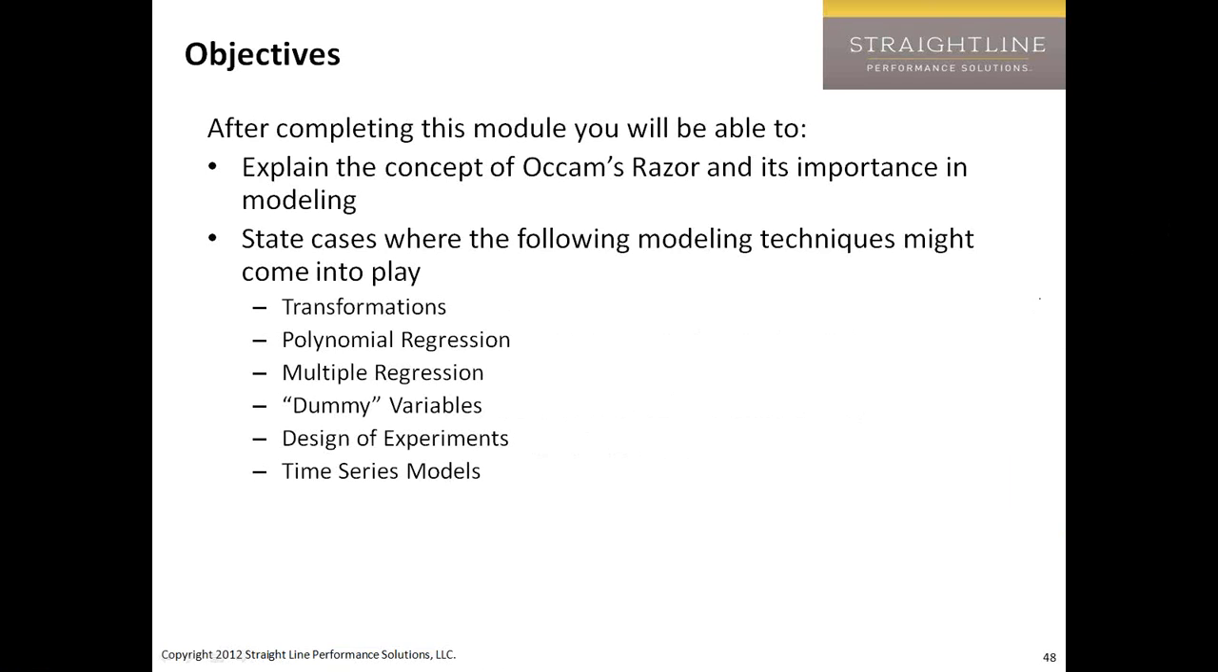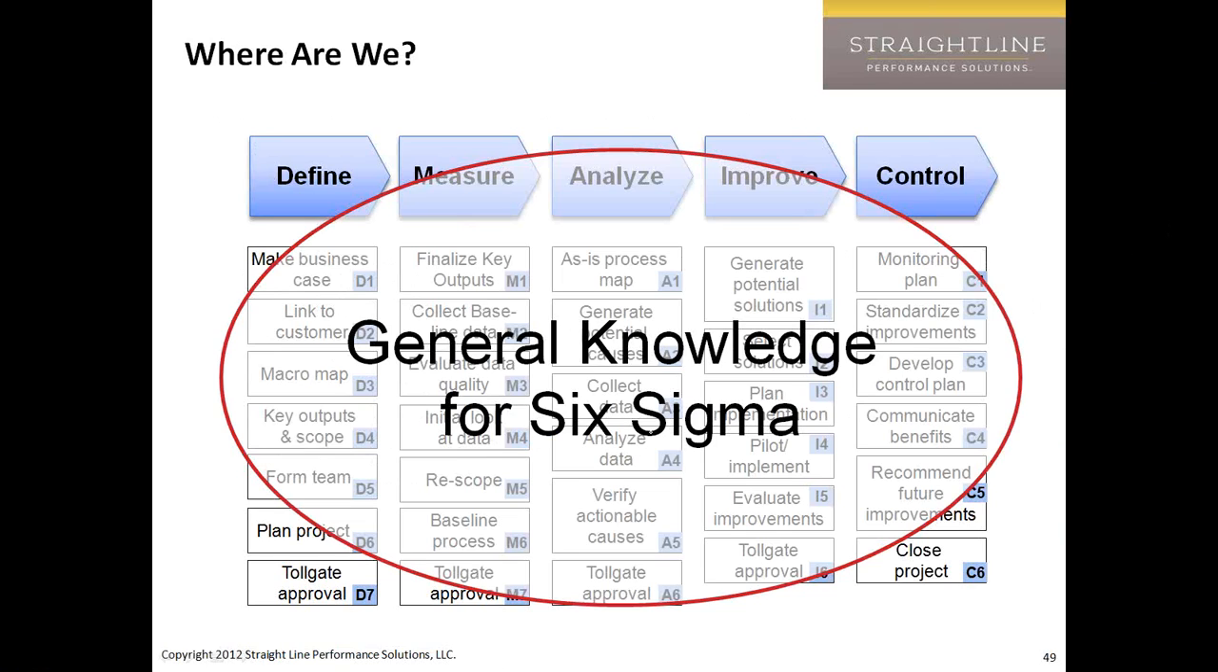Then we're also going to be able to state the cases where some of the following modeling techniques may come into play: transformations, and then some different techniques: polynomial regression, multiple regression, dummy variables, design of experiments, and time series. I'm not sure we'll cover this. In fact, I know that we won't. We'll cover this later. We just may mention it in passing. If you're wondering where you can use this in DMAIC, it's usually at least in the analyze phase, but it can be used anywhere, and it's great general knowledge for business improvement or business analysts.